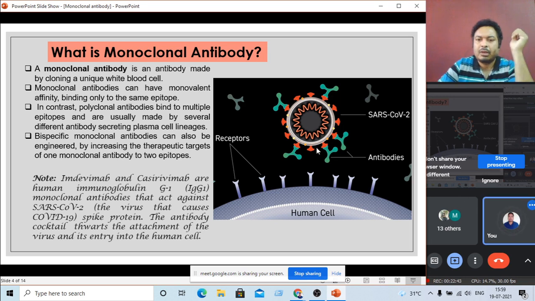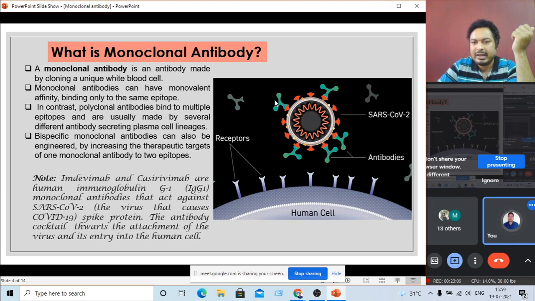Okay, now see. This is the particular virus. This virus has these epitopes, which are called spike proteins. This is only one type of epitope, or only one type of antigen. For this particular antigen, we can generate one type of monoclonal antibody. So these monoclonal antibodies are generated.